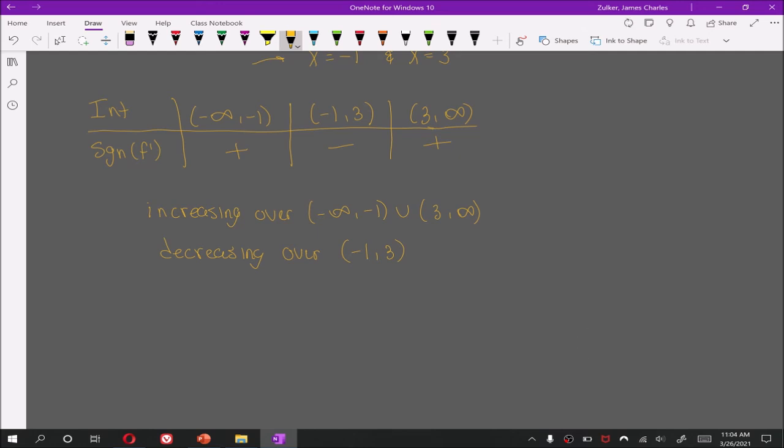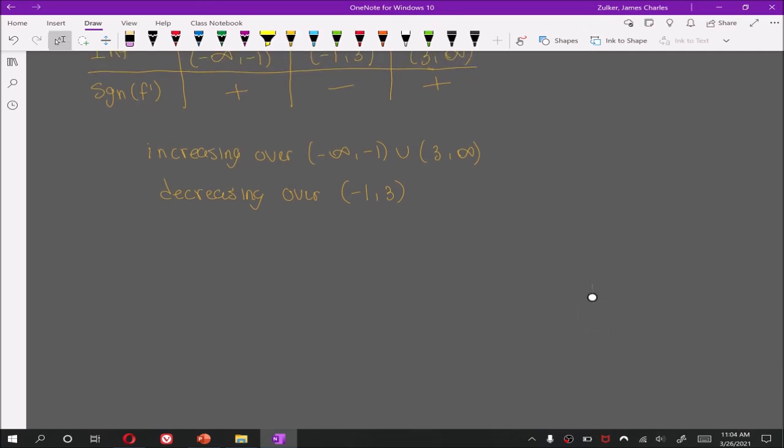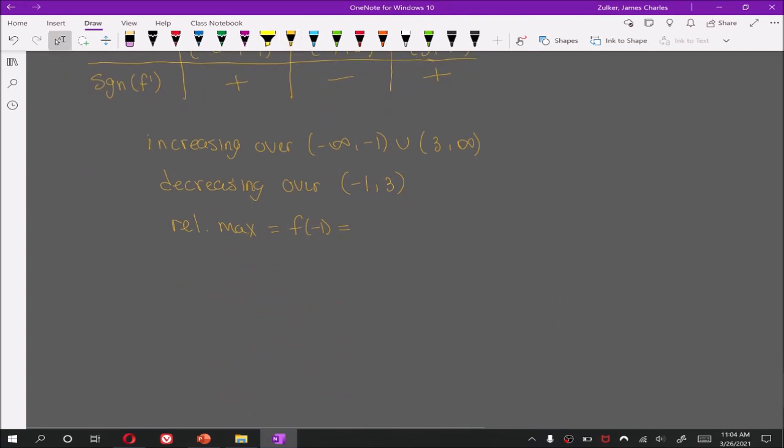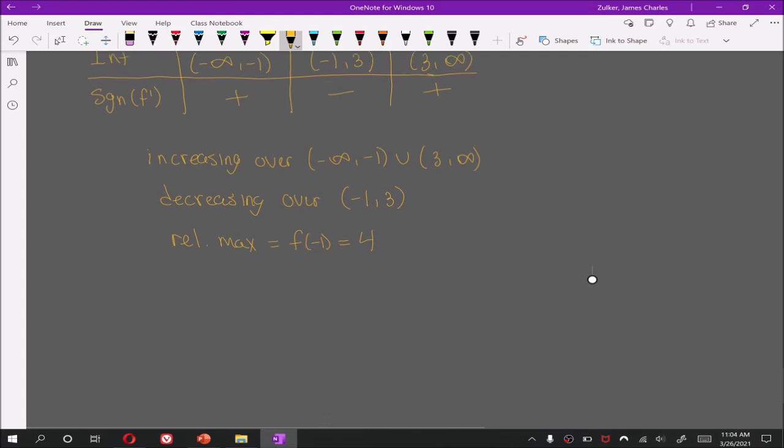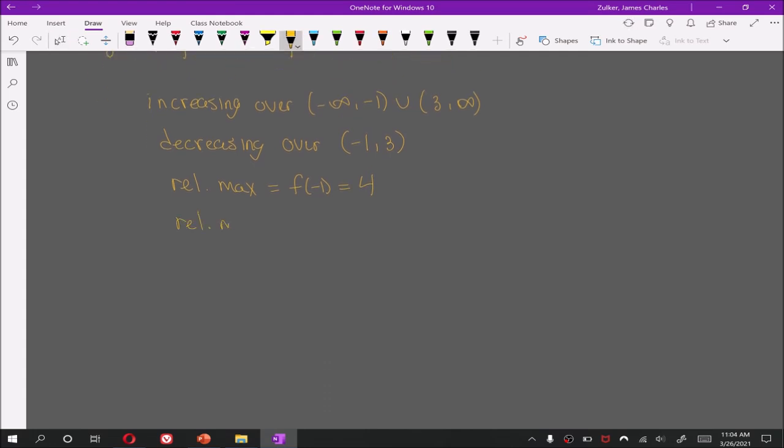We switch from positive to negative at negative 1, so that is a relative maximum. Plug negative 1 back into the function, we'll get 4. We switch from negative to positive at 3, so that is a relative min. And f of 3 winds up being negative 28. So we've now completely analyzed the first derivative.